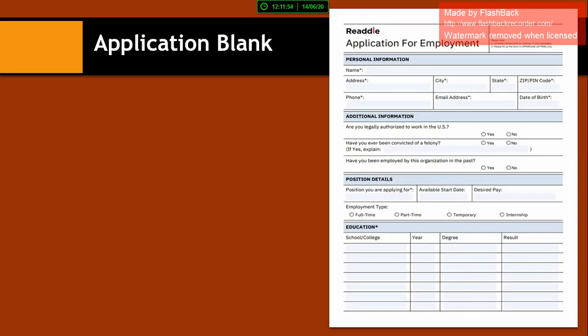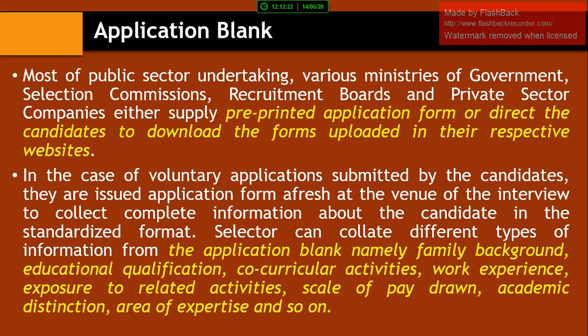First, the application blank. This is a model job application form. Any organization or sector, like a recruitment board or a private organization, will give an application form. It is a pre-printed application, or we can download it from their official website, and after getting the application, we have to fill it in. They will ask for educational qualification, co-curricular activities, working experience, expertise related activities, scale of pay, academic distinction, area of expertise, and so on. Everything is asked in the application form.